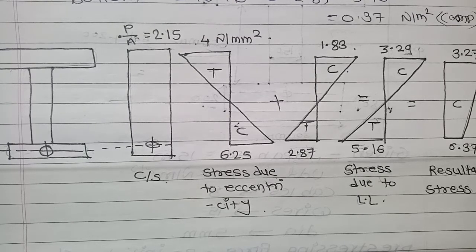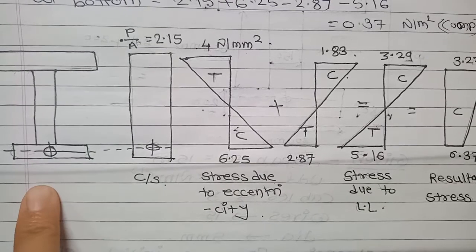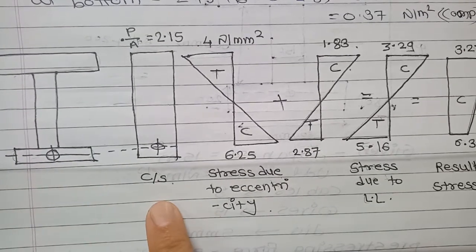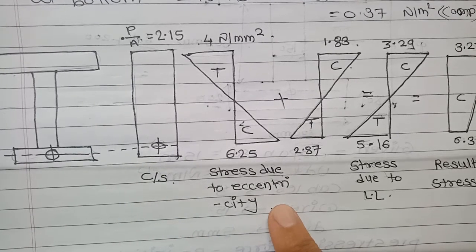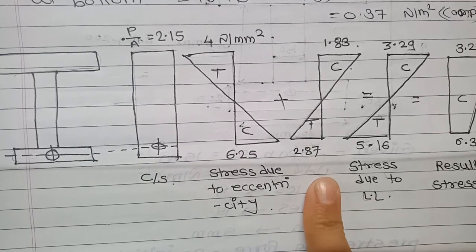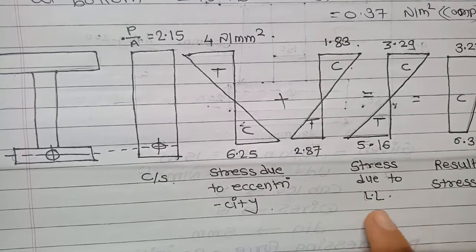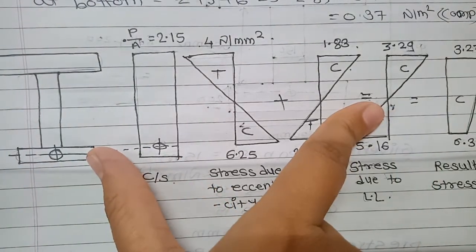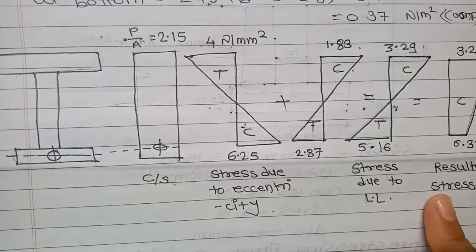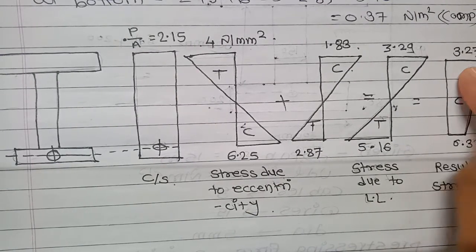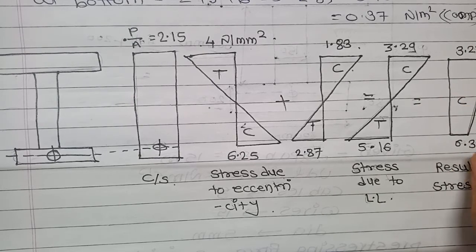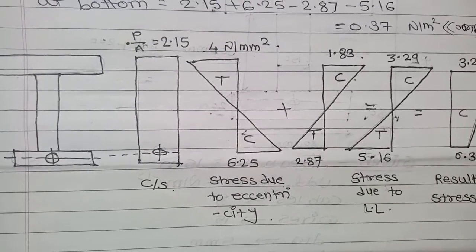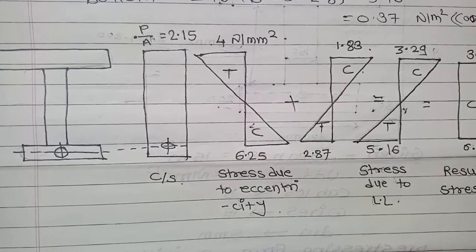Now draw this diagram. Finally, this is the I section. This is the cross section, stress due to pre-stressing force. This is stress due to eccentricity. This is stress due to self-weight, stress due to live load. Addition of these four gives the resultant stress 3.27 at top and 0.37 at bottom. The whole section is in compression. This is the second problem, it is over.